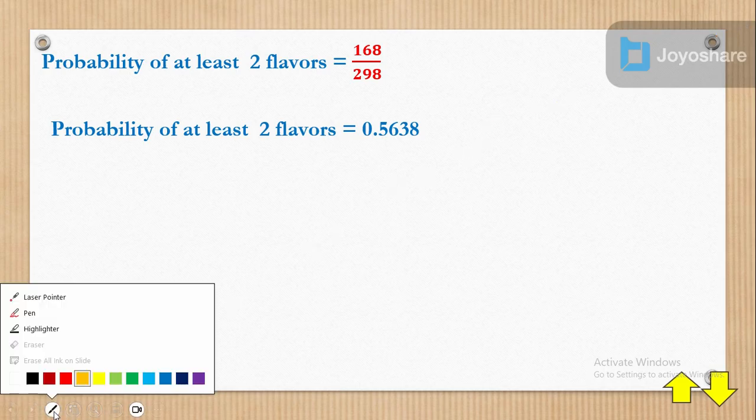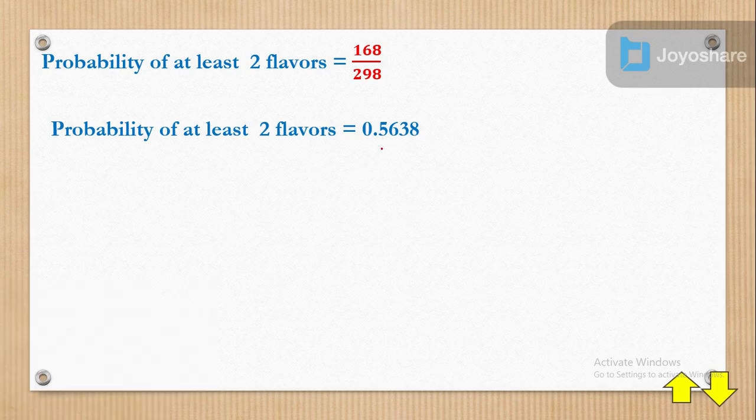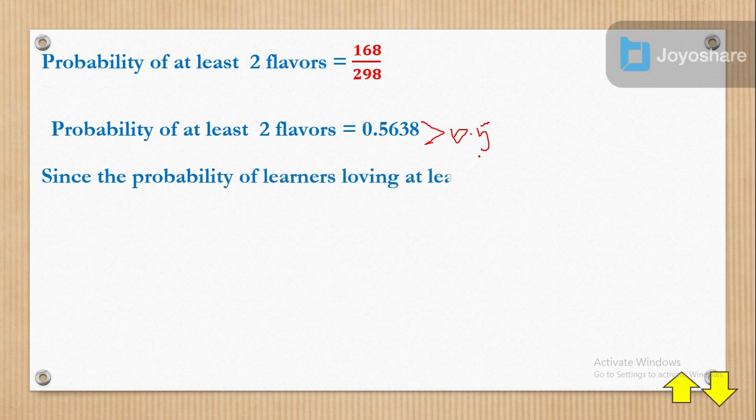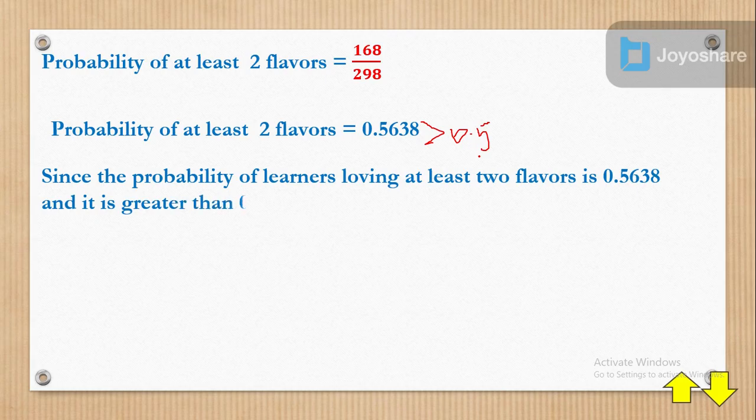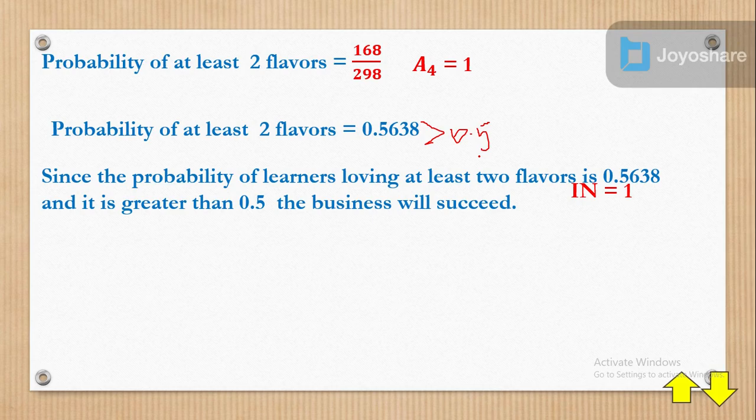Now here what you must know is, I'll use red ink. This 0.5638 is greater than 0.5, the one they said in the question. What does it mean? It means that the business can be successful in that place. So let's conclude. They will say, since the probability of the learners loving at least 2 flavors is 0.5638 and is greater than 0.5, the business will succeed. That's our simple conclusion. Let's now see how the scores are done. F4 for that, for dividing, and IN for interpretation for the good conclusion.